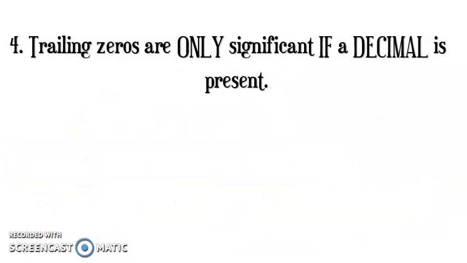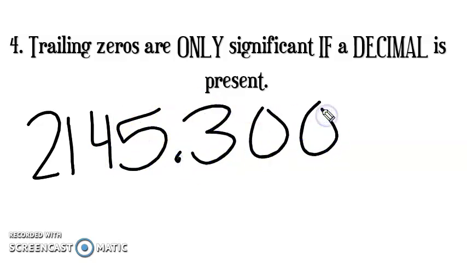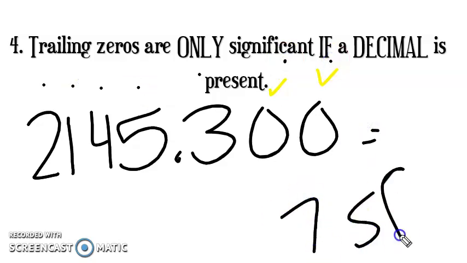Now, if I had, let's say, 2,145.300. Okay, I just want to point out that there is still a decimal present, and these zeros are considered trailing. So since they're trailing and there is a decimal present, these would be significant, which would give me 1, 2, 3, 4, 5, 6, 7 significant figures. Okay.